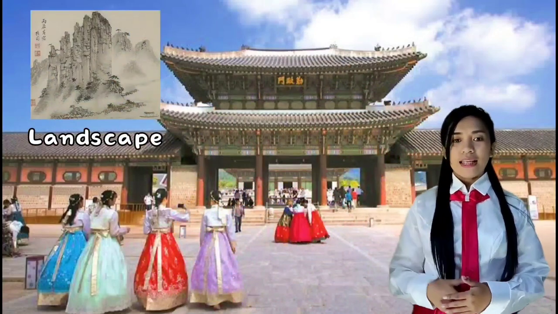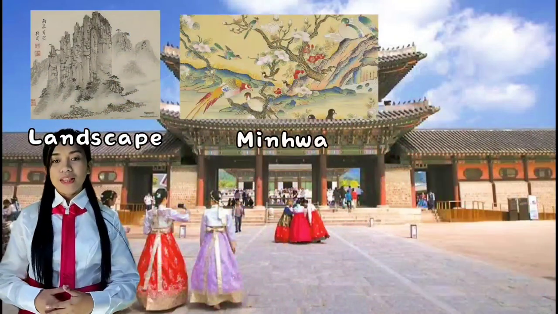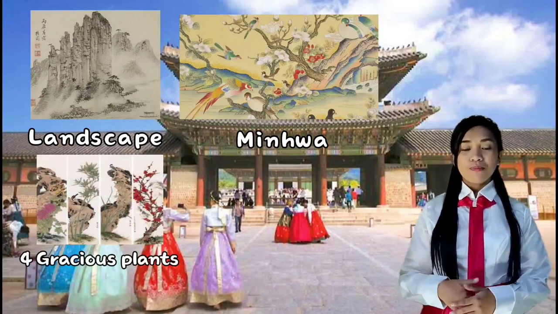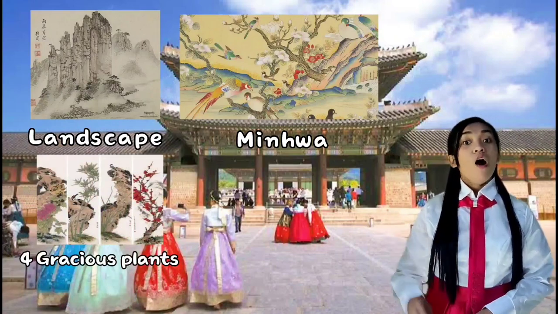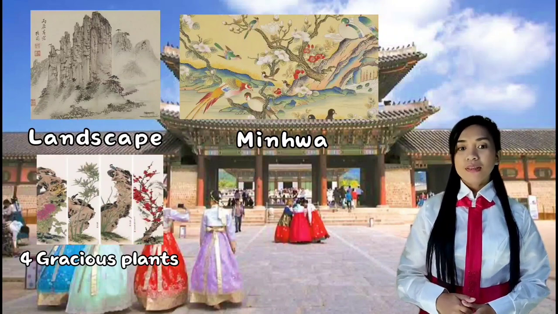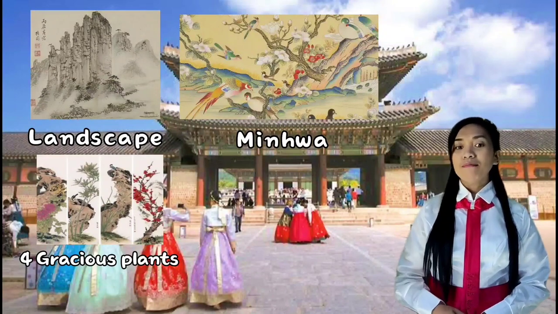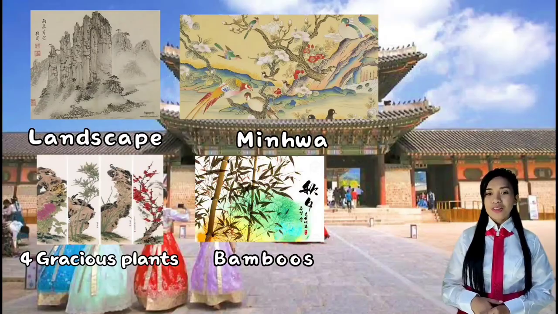Moreover, in South Korea and North Korea, subjects are divided into five categories. These are landscape paintings, minhwa, which means traditional folk painting, and we have the four gracious plants, the plum blossom, orchids, chrysanthemums, and bamboo. We also have bamboos, and portraits.